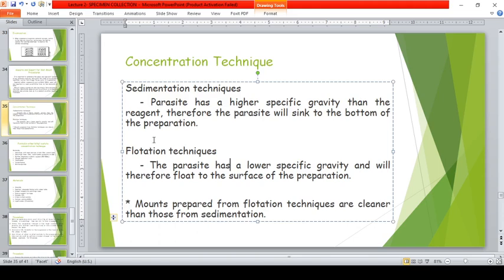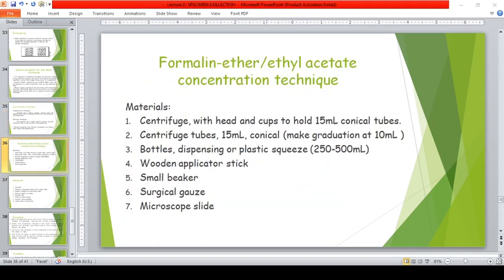So, what is the importance of concentration technique, guys? In cases of light infection, there's a need to recover more parasite. Since that is light infection, mas konti yung makikita mong parasite sa stool. That's why you have to concentrate the parasite. Kaya gagamit ka ng stool concentration procedure. Okay? So, you can choose between sedimentation technique or flotation technique.